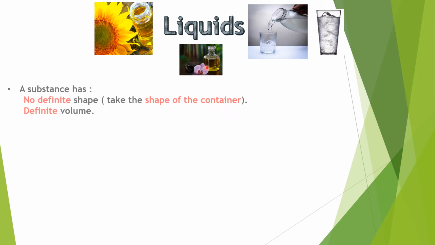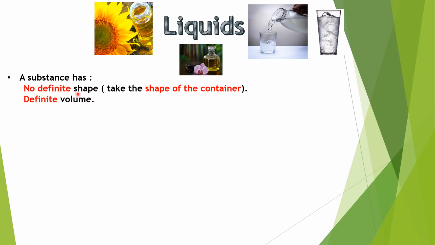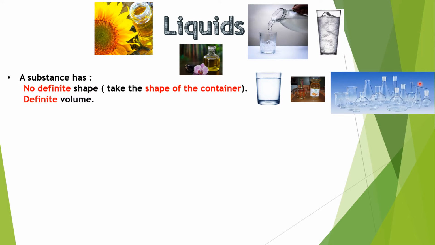Liquids, like oil and water. A liquid is a substance that has no definite shape. It takes the shape of the container, and it has definite volume. No definite shape, like water, oil. Liquids take the shape of the container. Here are liquids in many containers. Liquids take the shape of the container.